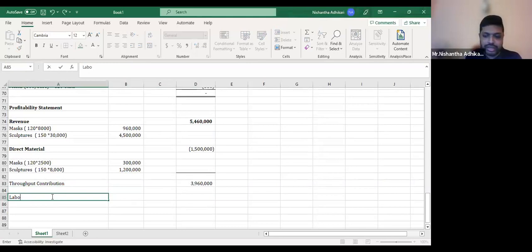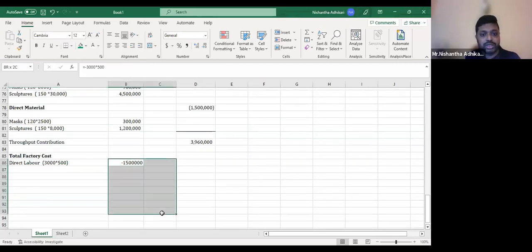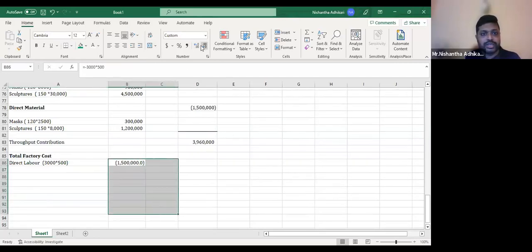Labor cost and all other costs we call total factory cost. Total factory cost including labor, right? Direct labor. Remember, your total direct labor capacity is only 3,000 hours available, each at 500. Into 500. It should be considered as a fixed cost, 1.5 million.